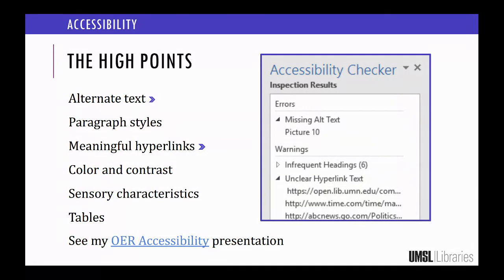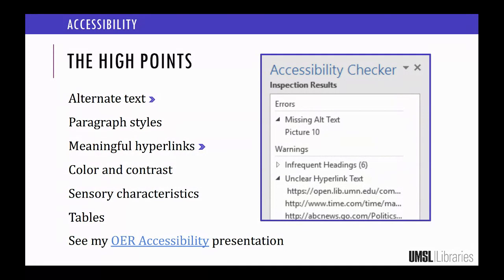For tables, you're going to want to define your column and row headers so that users of screen readers can successfully orient themselves from within each cell. It'll tell them, you know, this is what you're reading in this cell, and it's in this column, in this row. Complex tables can only be made accessible within HTML or Acrobat Pro.